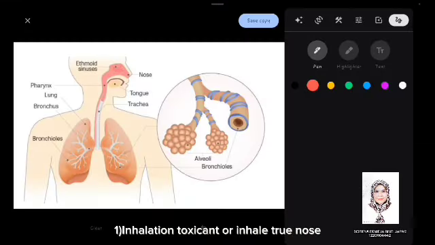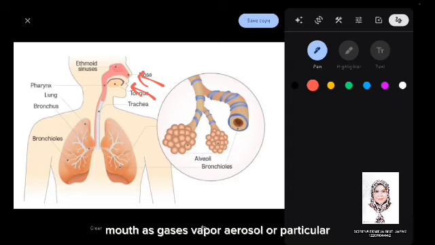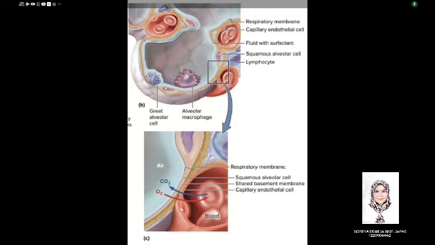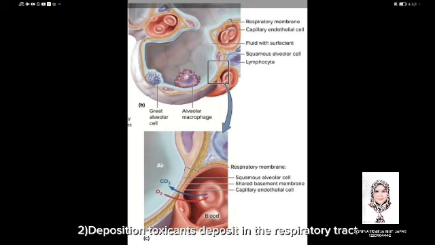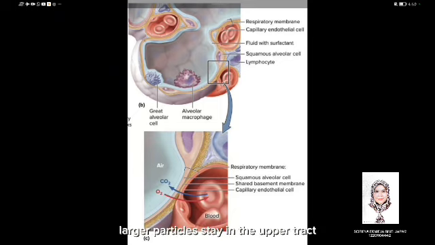Inhalation. Toxicants are inhaled through the nose and mouth as gaseous vapor, aerosol, or particulate. Dispersion. Toxicants deposit in the respiratory tract. Larger particles stay in the upper tract. Smaller ones reach the bronchioles and alveoli.